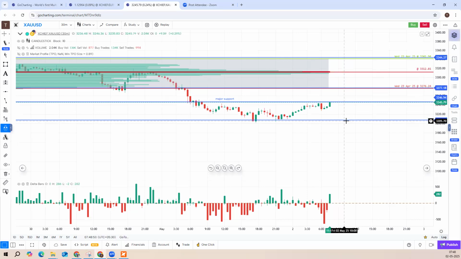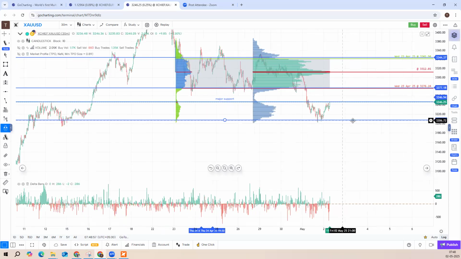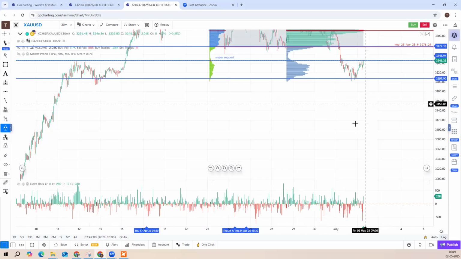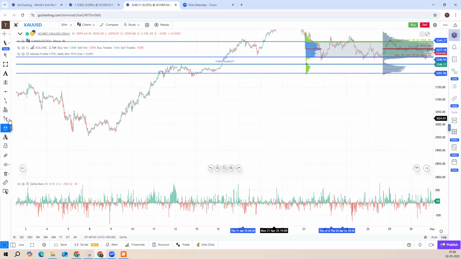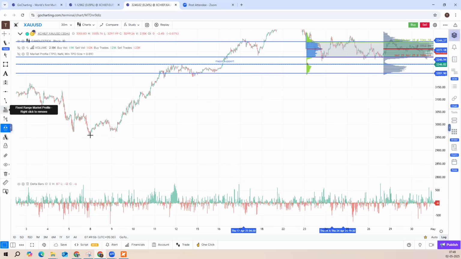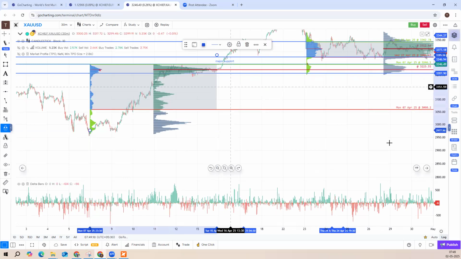Okay, so this is how we can take trades. Now if the market starts coming down from these levels, what are the levels where we have to keep our mind focused? So again, we'll apply the fixed range market profile like this to this range. Now you see these are some areas of consolidation for me.